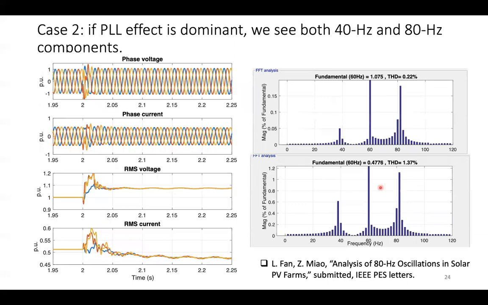So if the PLL effect is dominant, because we can tune the PLL up and tune the current controller to improve that, then it is not the interaction of the current controller, it's the interaction of the PLL versus the dominant guy. Now you can see it's again 20 Hertz if you just look at this. But if you look at the phase current and phase voltage FFT, now we see both 80 Hertz and 40 Hertz. They are comparable.